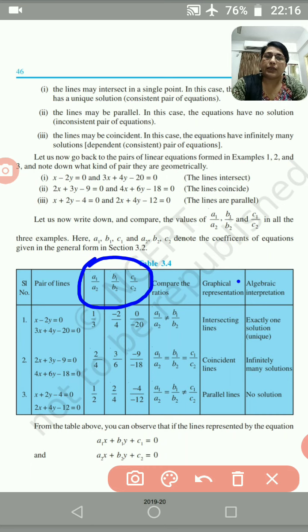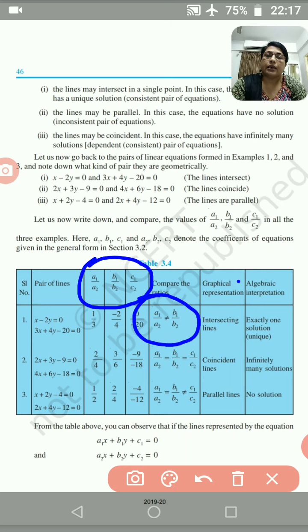What are A1, A2, B1, B2, C1, C2? They are the coefficients of the variables and they are real numbers. If we compare these ratios, we get three possibilities. First is A1 upon A2 does not equal B1 upon B2. In the first example, you can see A1 upon A2 does not equal B1 upon B2.